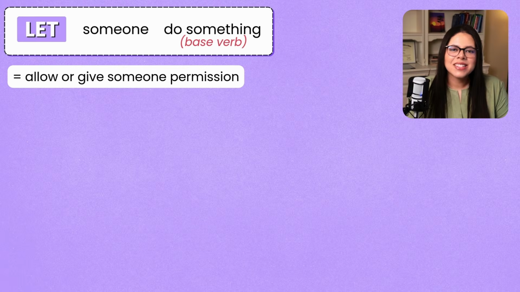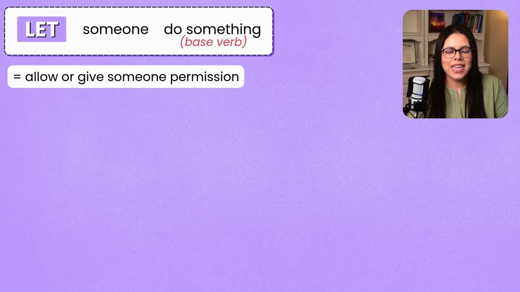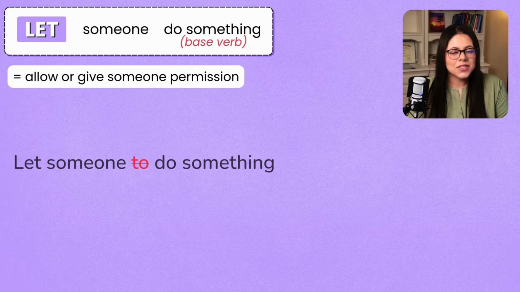Our next causative verb is the easiest one, in my opinion. We use let in everyday speech to mean that we allow someone or give someone permission to do something. Now, this has the same grammatical structure as make. So, do we let someone to do something? No, we let someone do something.